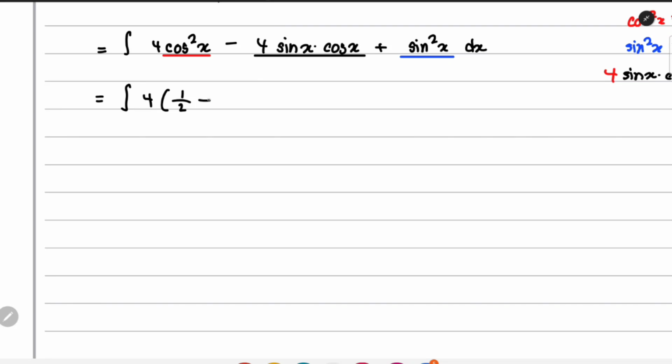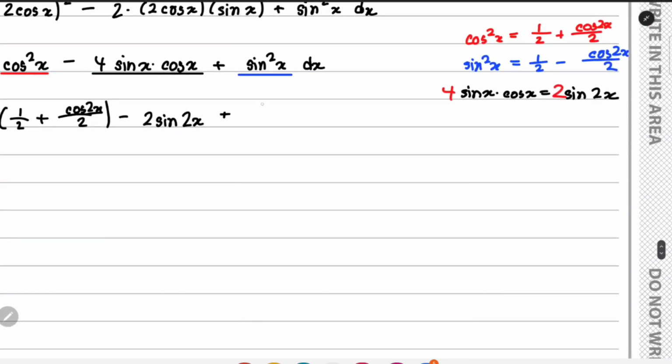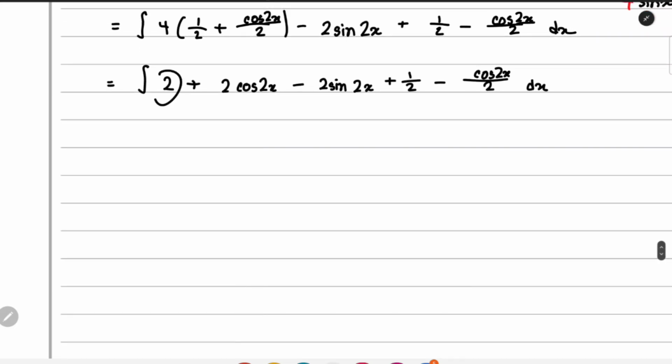So I have 4 times half plus cos twice x by 2, minus 2 sin twice x, plus half minus cos twice x by 2 dx. Now we have stuff that we can integrate. Before that I'll just multiply the 4, so I'll be left with 2 plus 2 cos twice x minus 2 sin twice x plus half minus cos twice x divided by 2 dx. We can write the 2 and the plus half together as 5 by 2.